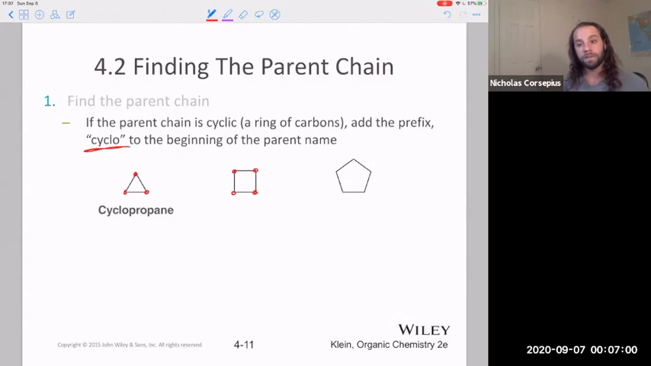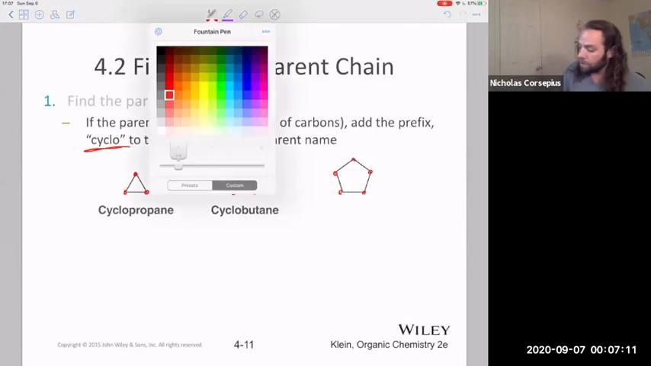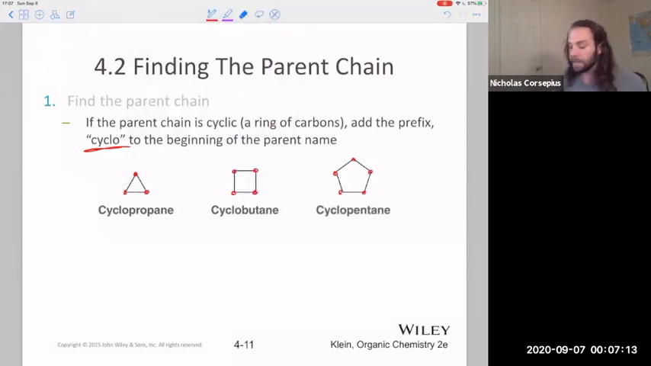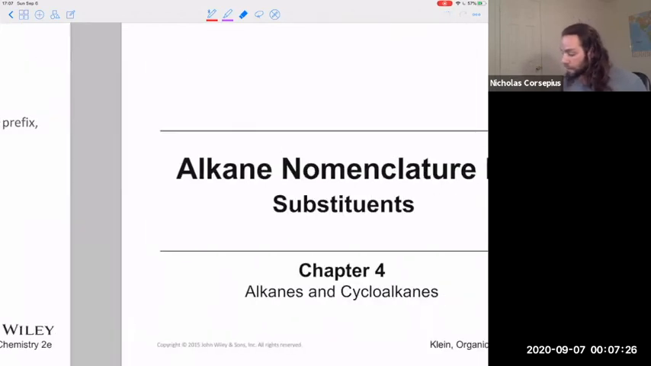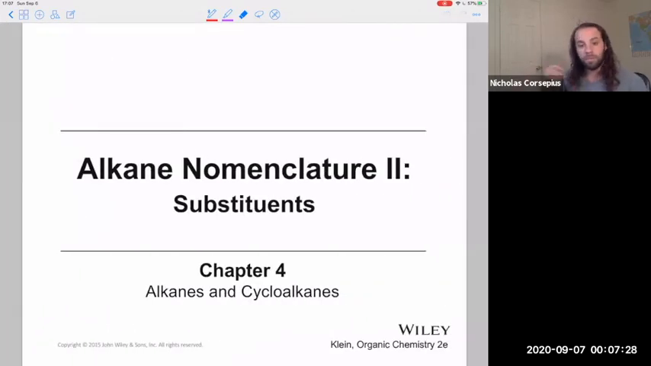Do we remember the prefix for 4 carbons? That will be but or cyclobutane. And lastly, we have 1, 2, 3, 4, 5. So that will be cyclopentane. You can also have cyclohexane, cycloheptane, cyclooctane, et cetera, et cetera. The whole idea being you're just going to stick cyclo in front as a prefix to that parent chain name. Okay, so go ahead and practice naming these parent chains, and then we can jump on to actually naming the substituents.